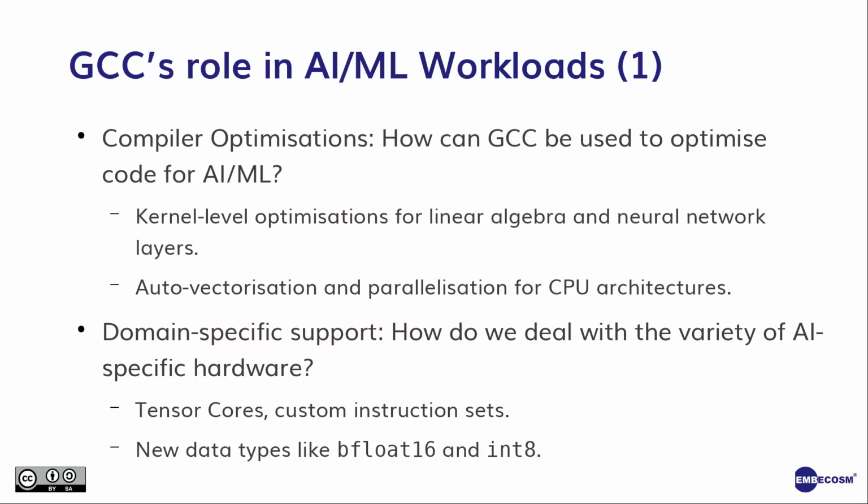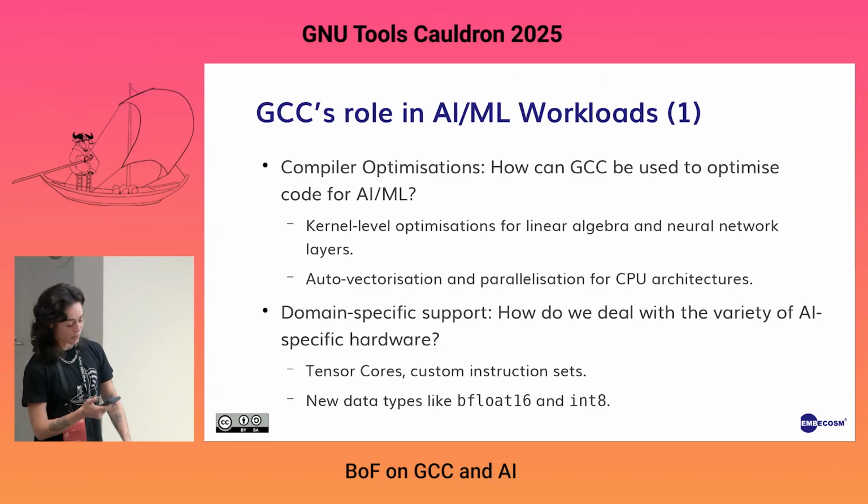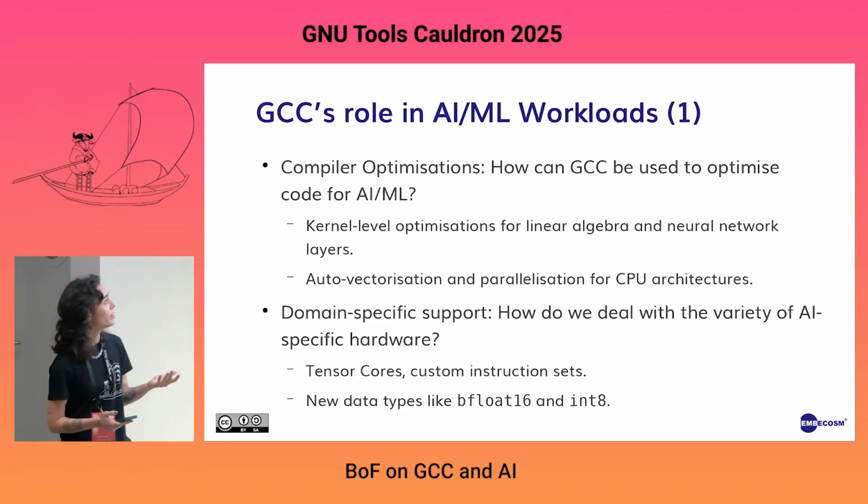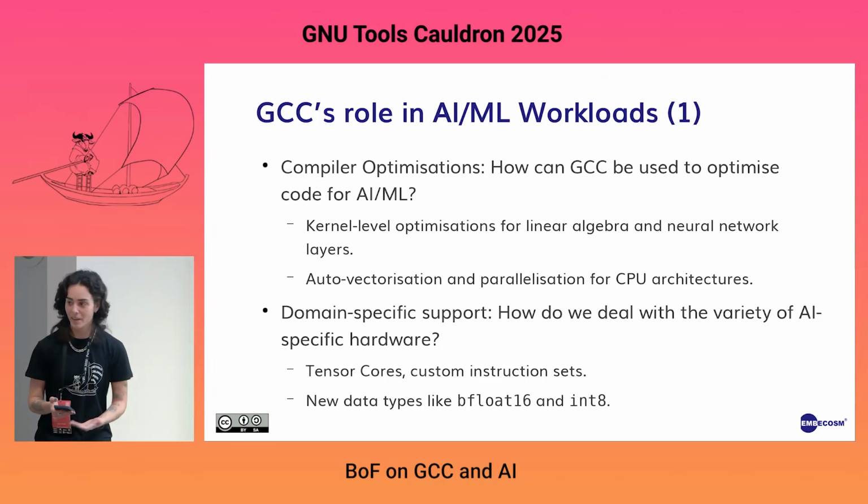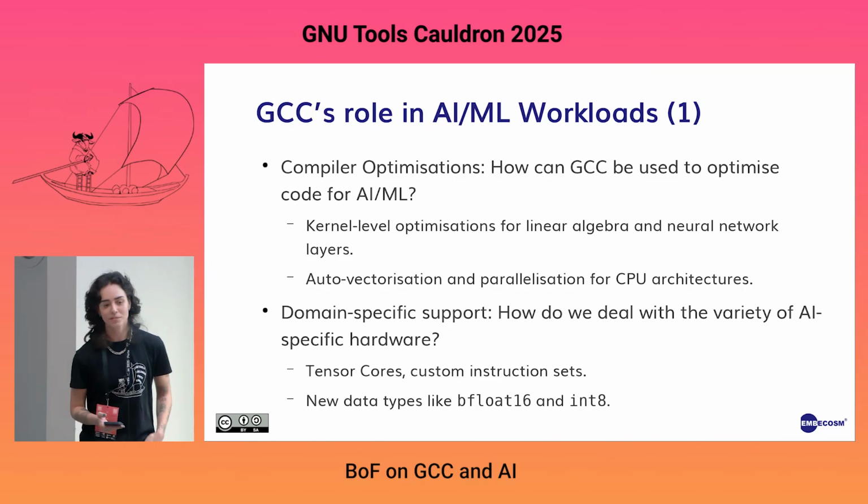Yeah. So the next question is, we've seen a flood of AI accelerators. We have tensor cores, NPUs. Supporting them usually means that we need new GCC backends, but is that scalable?